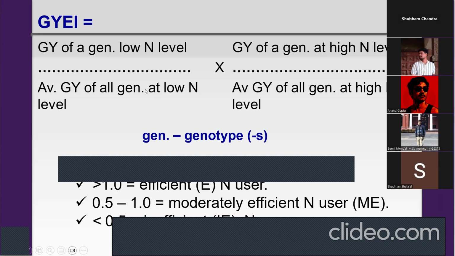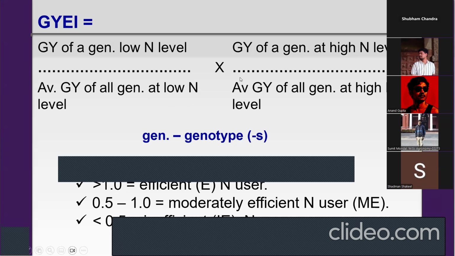10 data will be there at 40 kg N, into grain yield of a genotype, GN means genotype, at high nitrogen level. For V1, you need to take the same variety. So here you need to take grain yield of V1 at high nitrogen level or at 120 kg N per hectare. And then again, average grain yield of all genotypes at high nitrogen level or at 120 kg N. Here also, 10 different varieties will be evaluated at 120 also, at 40 also. So respective data are put here.